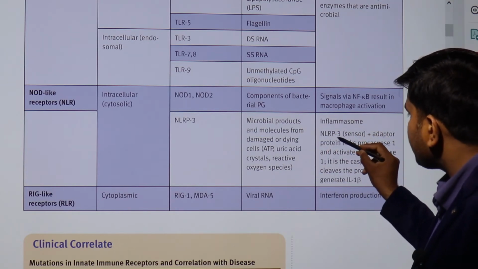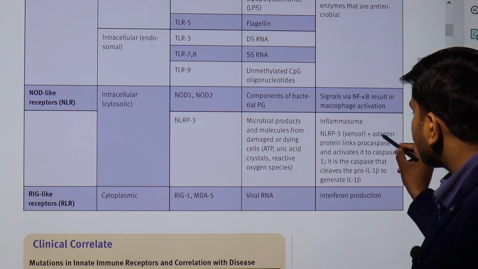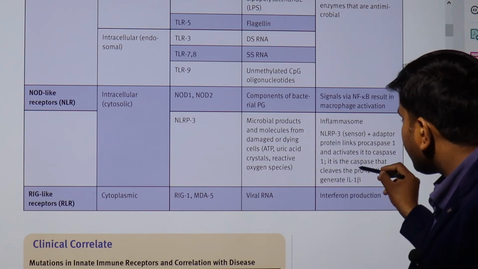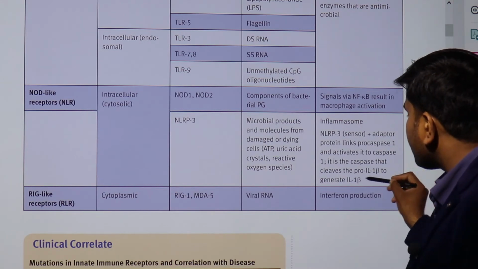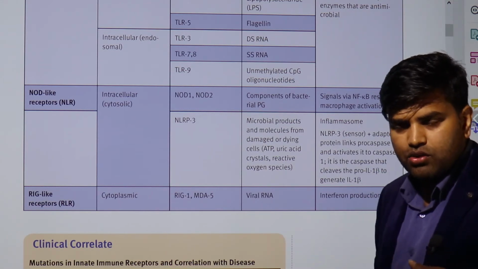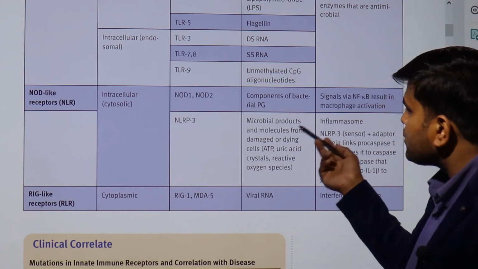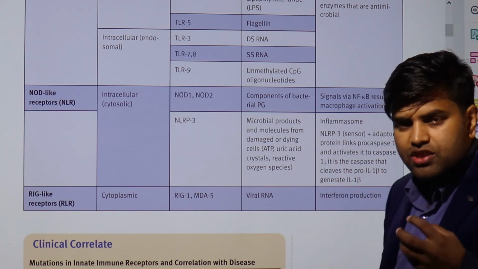When the inflammasome is activated, the NLRP3 sensor plus adapter protein like pro-caspase will activate caspase, which will cleave pro-interleukin 1 beta to generate interleukin 1 beta. So interleukin 1 beta will be generated outside and cause inflammation, due to the dead and dying cells releasing these stressors.